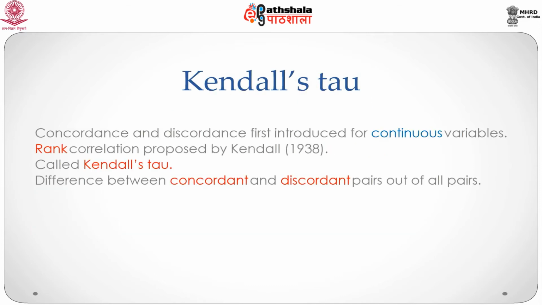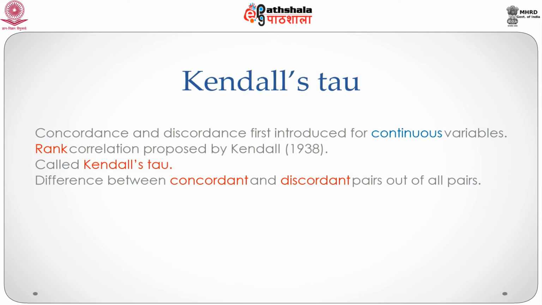Now, the idea of concordance and discordance were first introduced for continuous variables. In case the samples can be ranked on both the variables so that Tx, Ty and Txy are all equal to 0, C plus D is given by n into n minus 1 by 2, and gamma hat is equal to D of Yx, which is equal to tau b hat, which is C minus D over n into n minus 1 by 2.